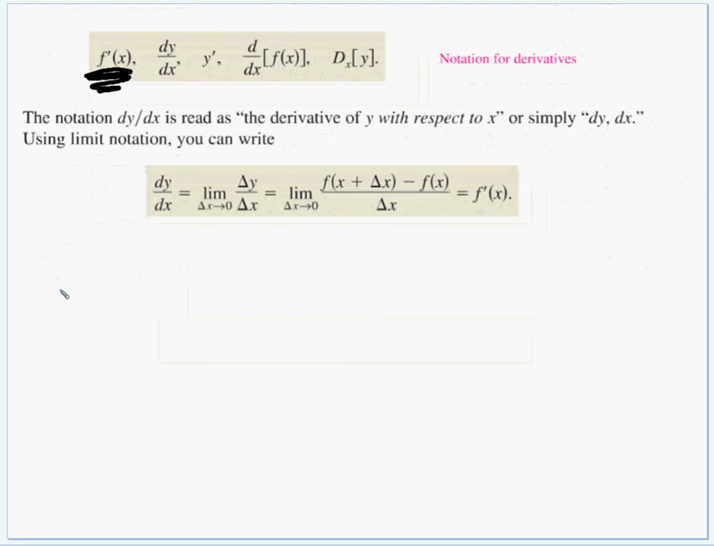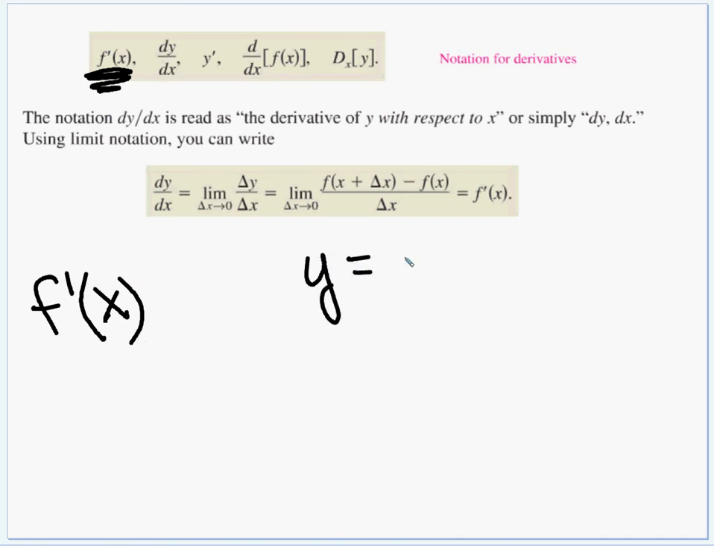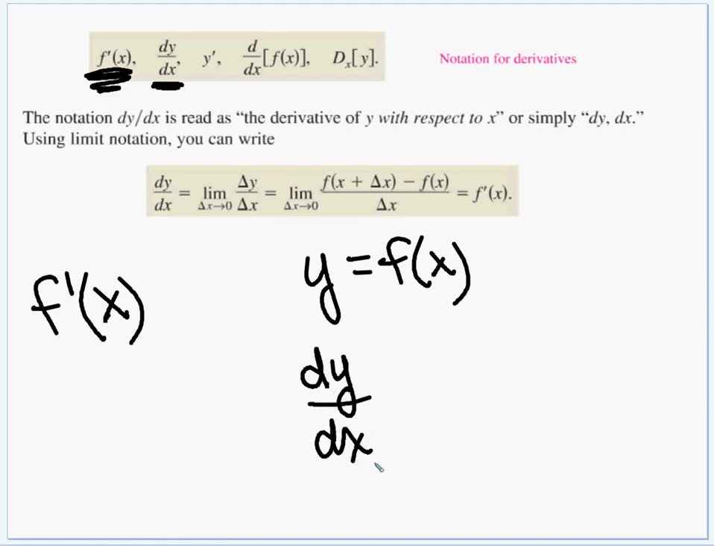We already talked about this one, f prime at x. Here's another one. If we have y equals f of x, then the derivative we could denote as dy dx. dy means the derivative of y. The dx means with respect to the x variable. So dy dx is the same thing as f prime.